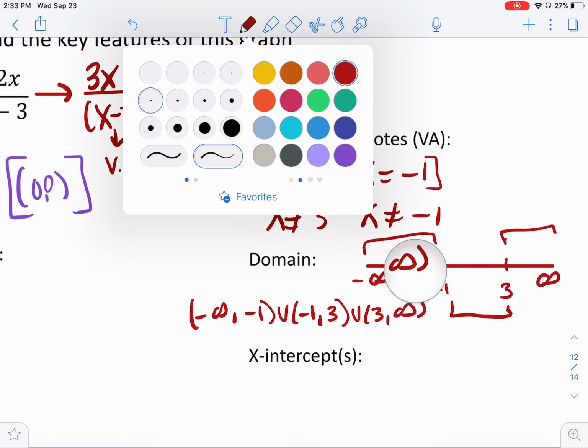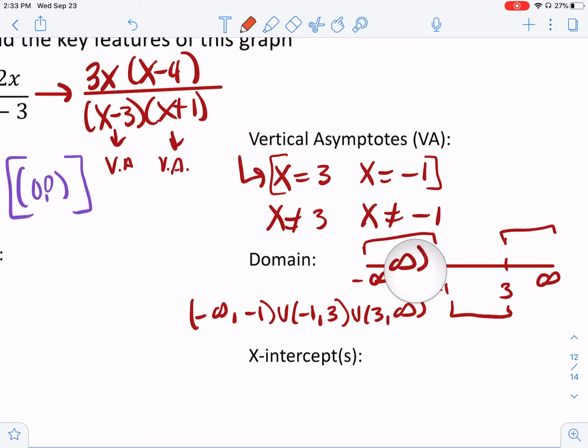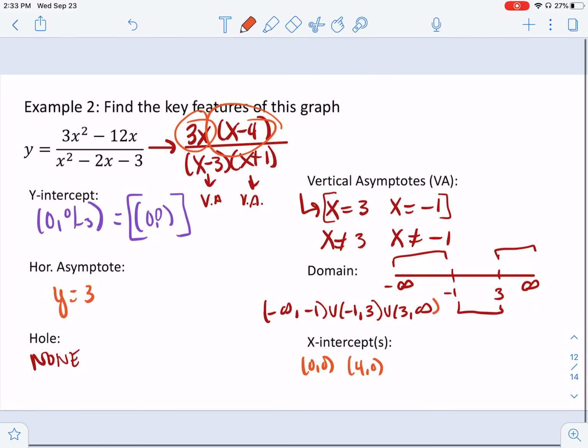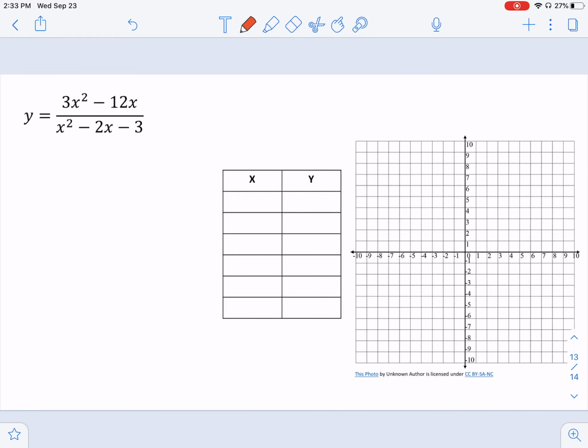And then last but not least, we have our x-intercepts. Those come from our numerator. So I'm going to get 0, 0, and 4, 0. So we're starting this from the beginning. That's the first part of what we need to do, is to find all of the key features. Now that we found the key features, we can plot them. So I am going to switch the slide. I'm going to write this all out again so that we have it so we can graph.